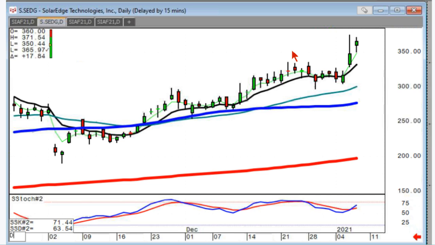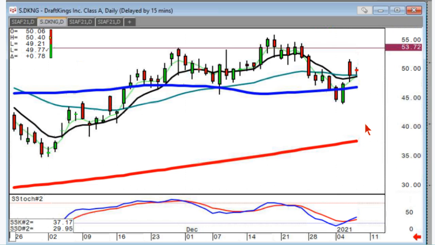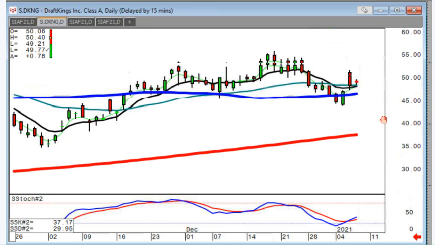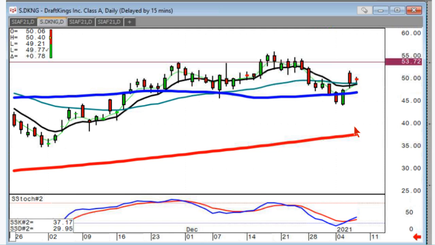And DraftKings, right now there's nothing there to get excited about. Yeah, just not a good chart. The pale green line right here is the 3 exponential moving average. It kind of works as a confirming indicator for the T-line.